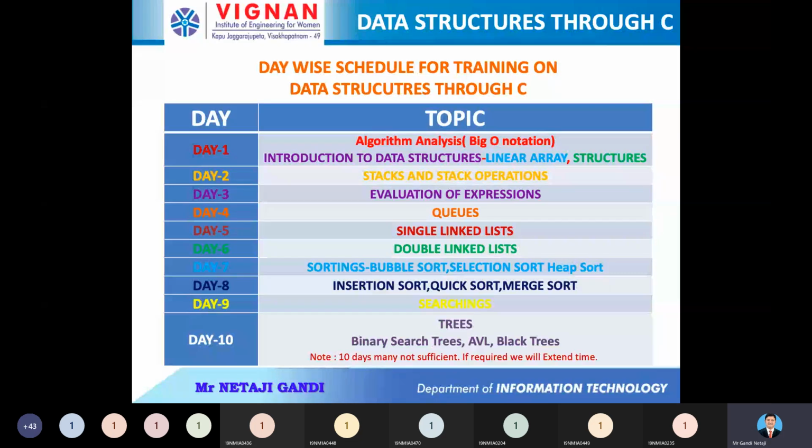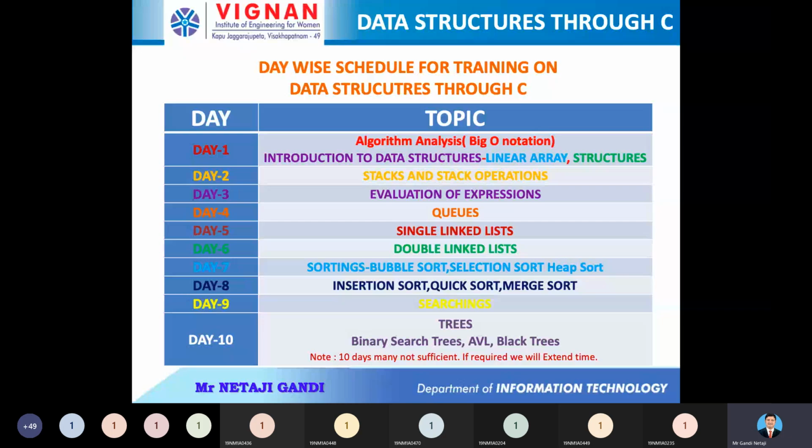One is linear arrays and structures. Day two is nothing but stacks and queues. What are the stack operations? What is meant by a stack? What is the real-time application of a stack? What are the different types of applications we can build nowadays using the stack? Everything can be discussed. The third one is evaluation of expressions. This is very important from the campus point of view also. Why? Because of infix notation, prefix notation, postfix notation. Don't worry about that, this is an overview.